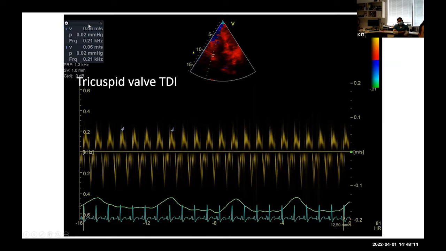The numbers are up in the left-hand corner. They're identical, so no variation, 6 centimeters. When the variation is greater than 40%, then that is contributory to the diagnosis of tamponade in the right clinical context. Was he shocked? I can't remember if that was this time.